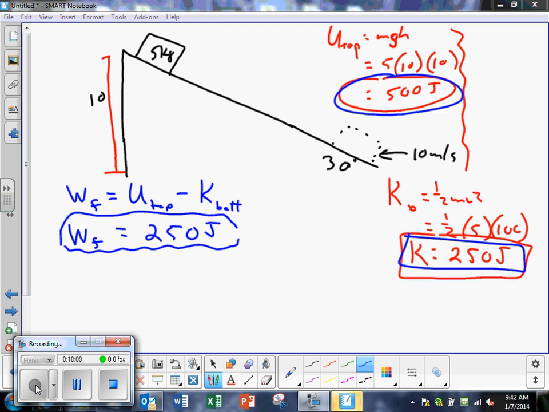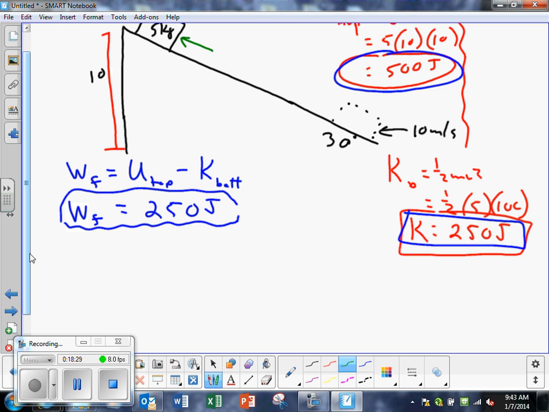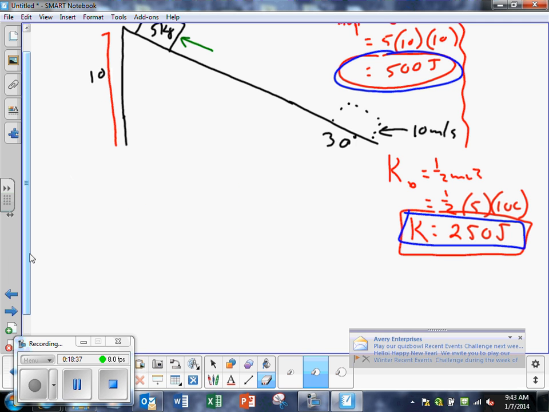Okay? So now the question is, what is the force of friction? Well, first of all, in what direction is the force of friction going to be in? Well, it's going to be in this direction, right? Because it's slowing it down. It's impeding the motion. So the work of friction here, we know is 250. I'm going to erase that for right now.